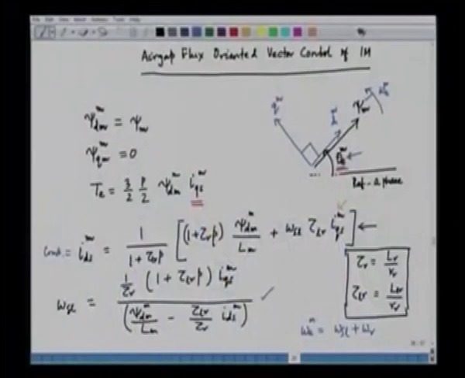Now, we will see how we can implement that in the case of a block diagram. So, we will take a block diagram to show how this can be implemented. So, what we have here, we have to use a transformation.